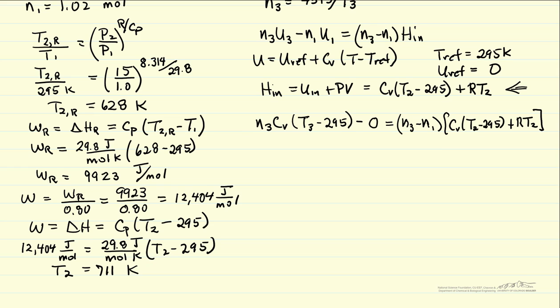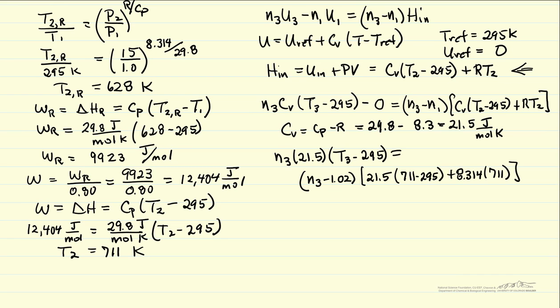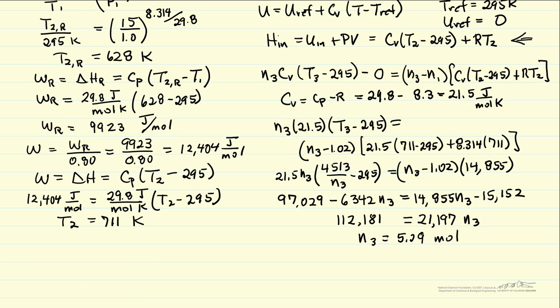Okay, now I'm going to substitute, where CV is going to be CP minus R. So this is 29.8 minus 8.3, 21.5 joules per mole Kelvin. Again, I made the substitution. N3 and T3 are unknowns, but we have this relationship between N3 and T3. So I'm going to substitute in for T3 in terms of N3. We have one equation with one unknown, so we can solve for N3. I made the substitution and solved for N3, and therefore T3, which is 4513 over N3, where N3 is 5.29.